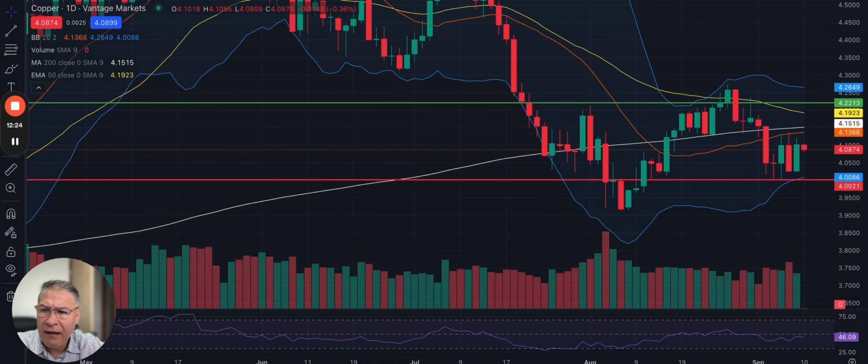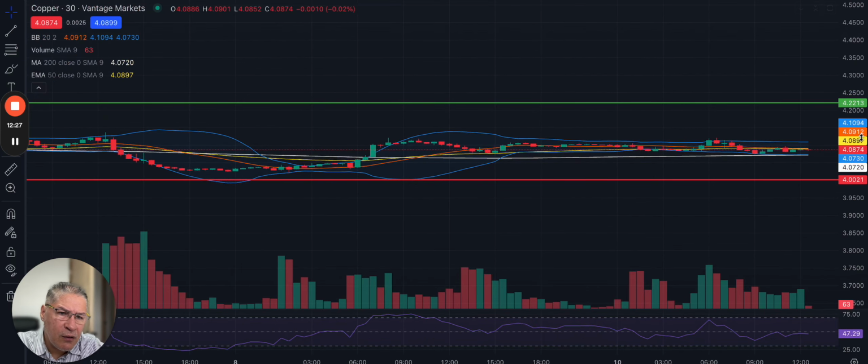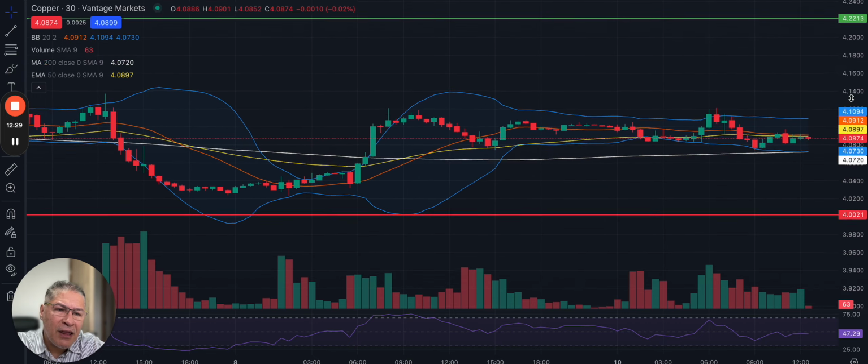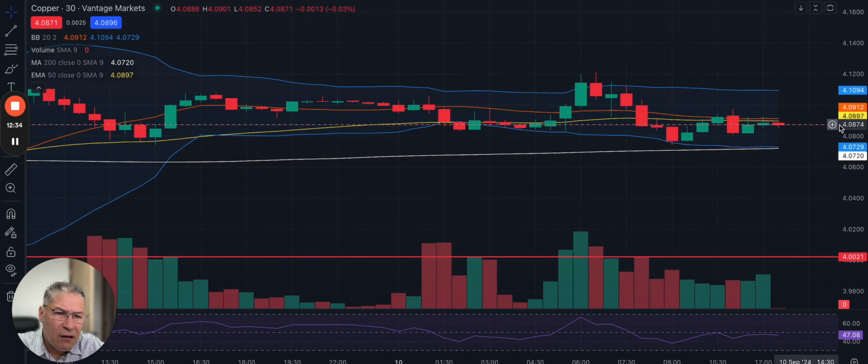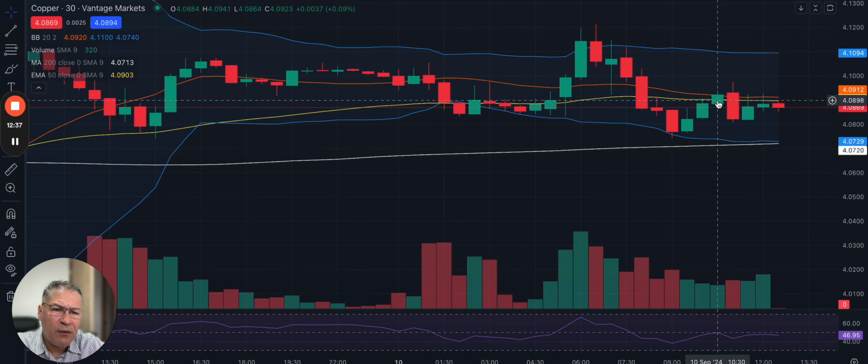So let's take a look at the 30-minute chart and see where we are. In 30 minutes, the market is looking kind of sideways, right? The 50 and the 20 are moving parallel to each other. Obviously, that's a strong level of resistance right there. So copper will need to fluctuate and break, have a 30-minute session, because each candle is 30 minutes, close above it. Right now, it seems to be having some pressure to the downside.